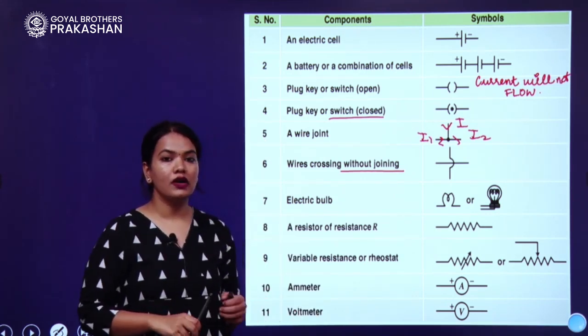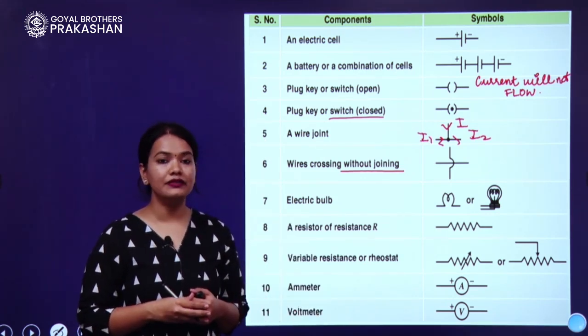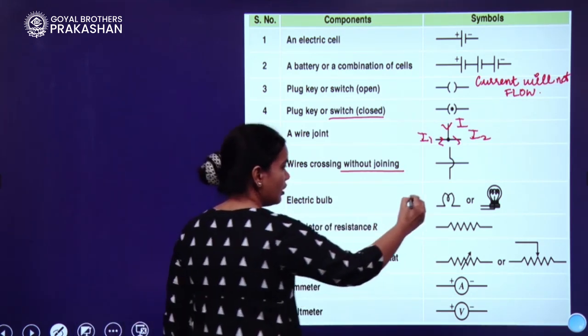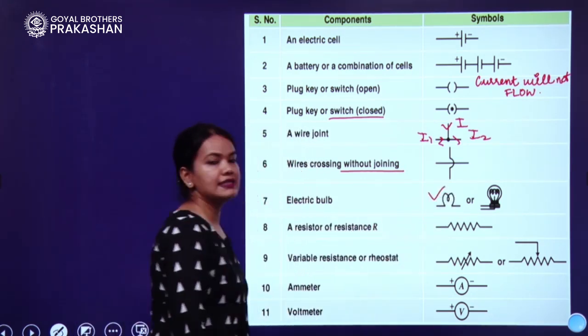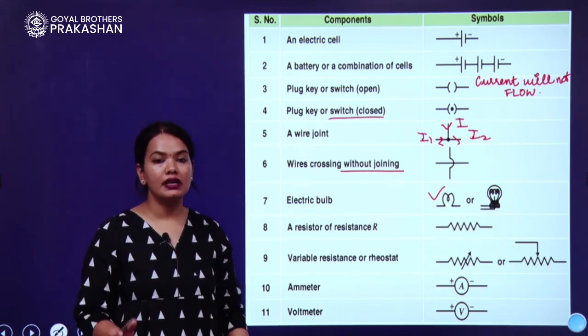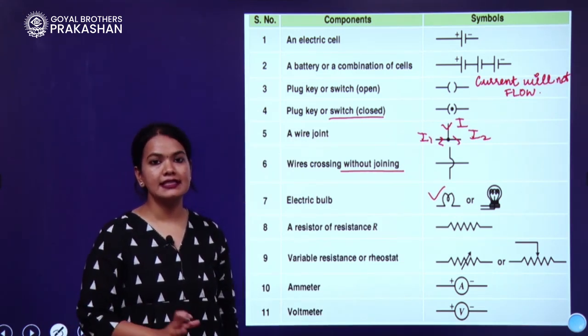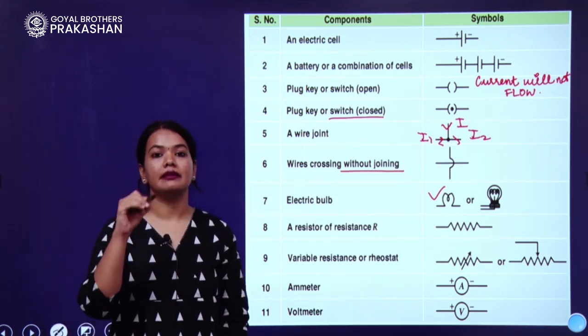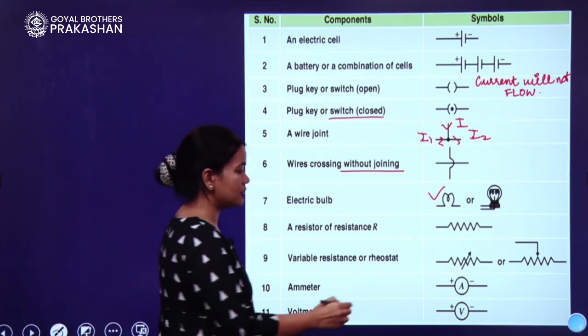Then seventh is your electric bulb. I think you're clear with what is an electric bulb. The symbol is this. See, most commonly we use this symbol because it is easier to draw. Next, we have a resistance, a resistor of resistance R. So, how is the resistance represented? It's represented by the zigzag lines that you see over here.